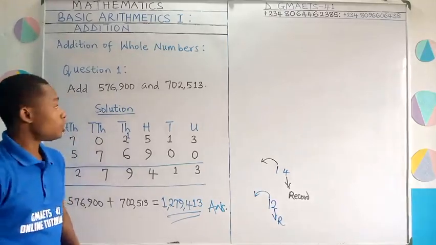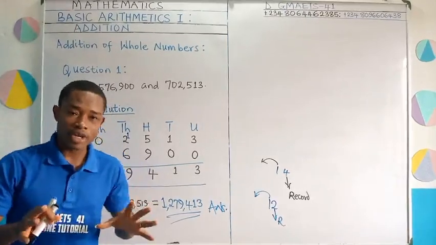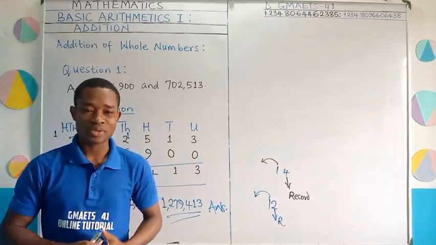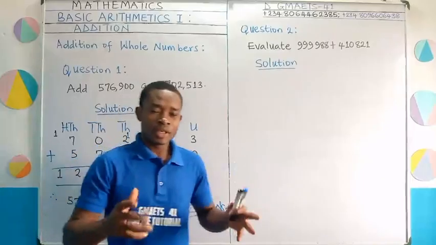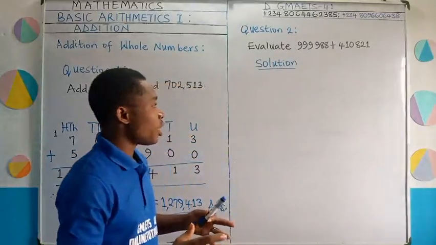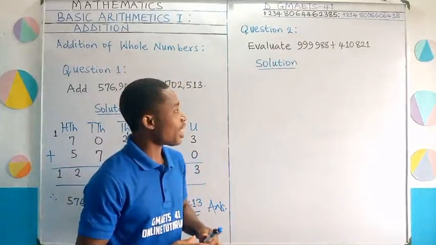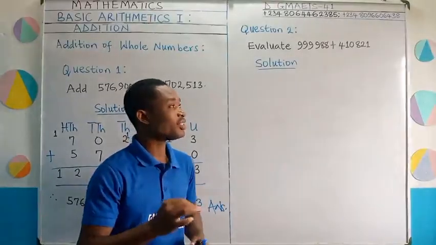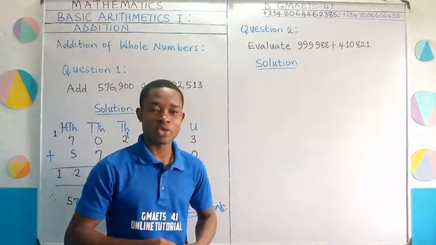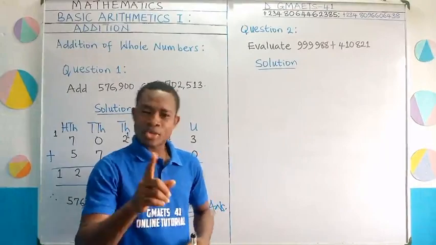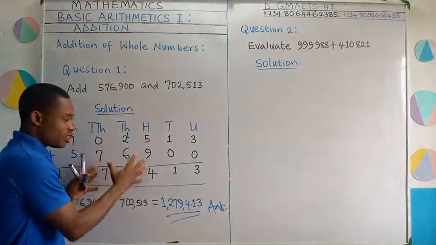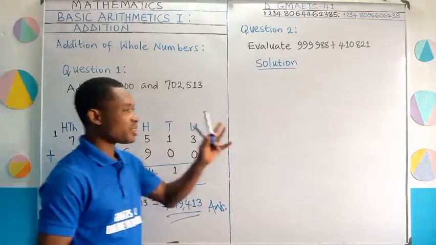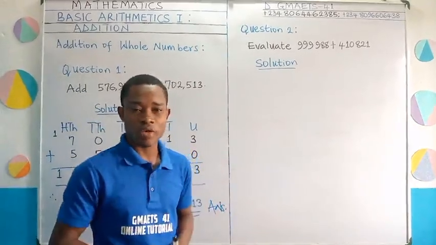So this is the solution to question number 1, and we'll be moving on to question number 2. In question number 2, we are to evaluate 999,988 plus 410,821. You see, I took my time to explain every detail in question number 1. Question number 2, I'll be fast in solving it.